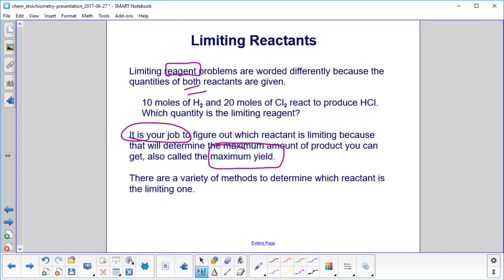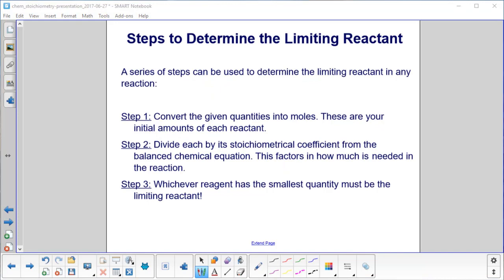There's a variety of methods to figure out which reactant is the limiting one, so let's start on them. Always good to have a process, and a process consists of a number of steps to get you to an answer. So first, convert the given quantities into moles. Well, that's normally what we do with any of these problems. Those are the initial amounts of each reactant, in moles, very important.